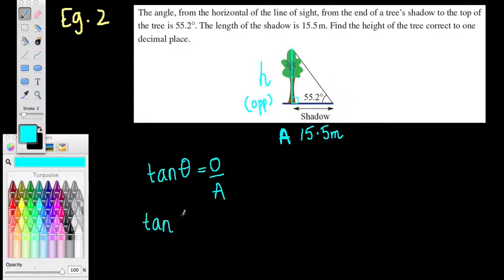I'm going to substitute these values in. We have a decimal here with our angle in degrees. That's okay. We will solve it exactly the same way.